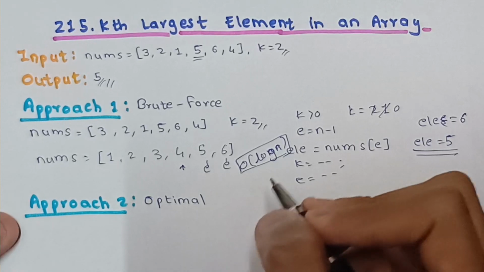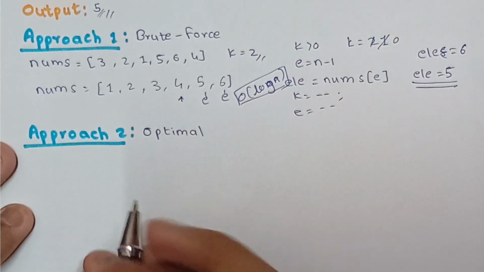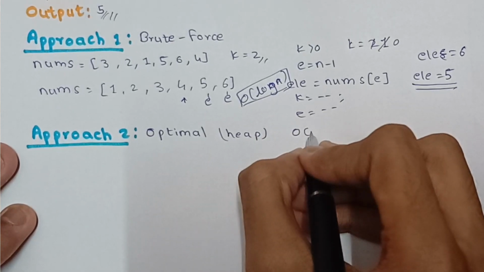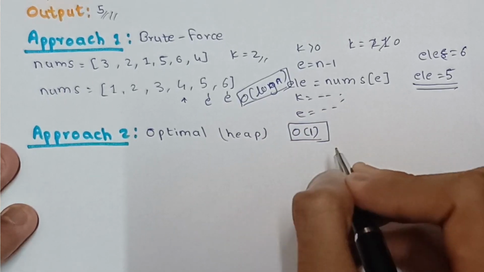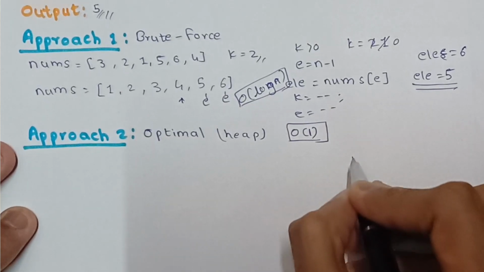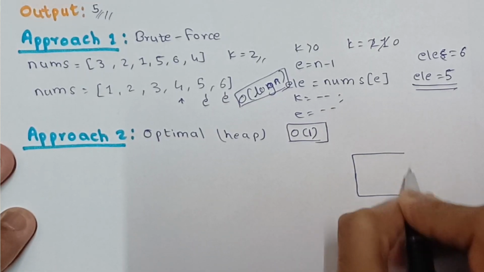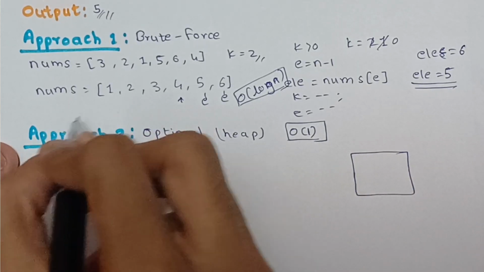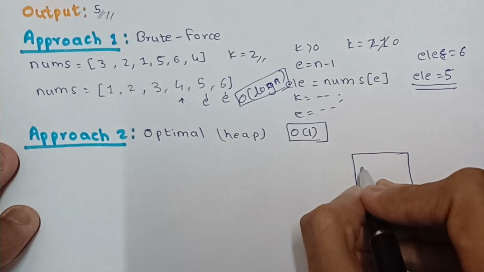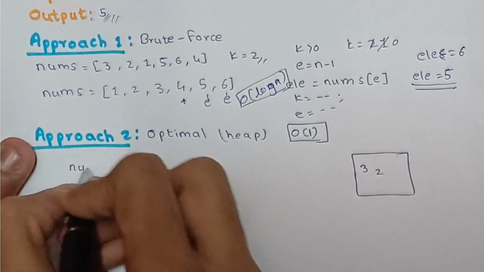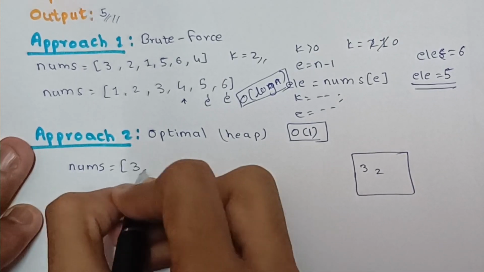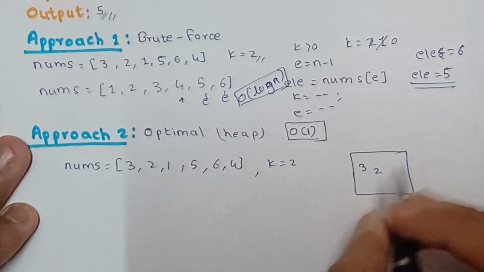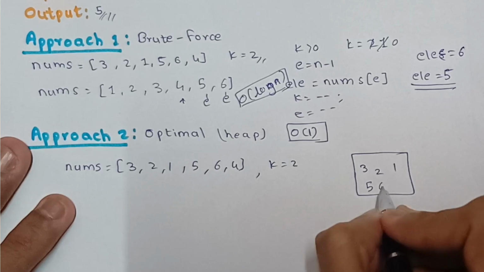Now let's discuss the optimal approach. In the optimal approach, we will use the heap data structure. So what we will do is simply create a heap. I will draw the heap like this. We will create a maximum heap. In the maximum heap, first we will insert all these elements into the heap. I will write here the nums array, nums equal to 3 2 1 5 6 and 4, and our k is 2. So 3 2 1 5 6 and 4 are inserted.